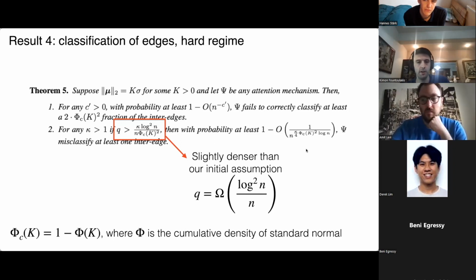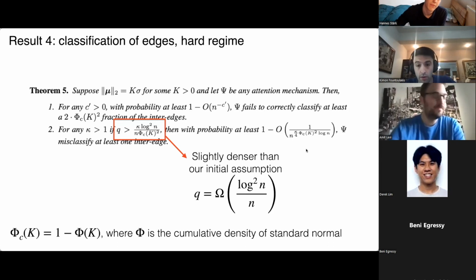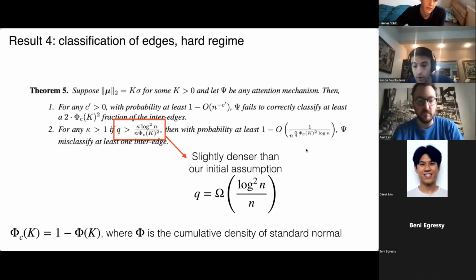There's a gap here in sparsity compared to what we started with, but that's the best we can do. Not in general, that's the best we can do, meaning the people who wrote this paper. So beyond that q, we don't know what happens. It might fail, it might succeed. We don't have a result for that.